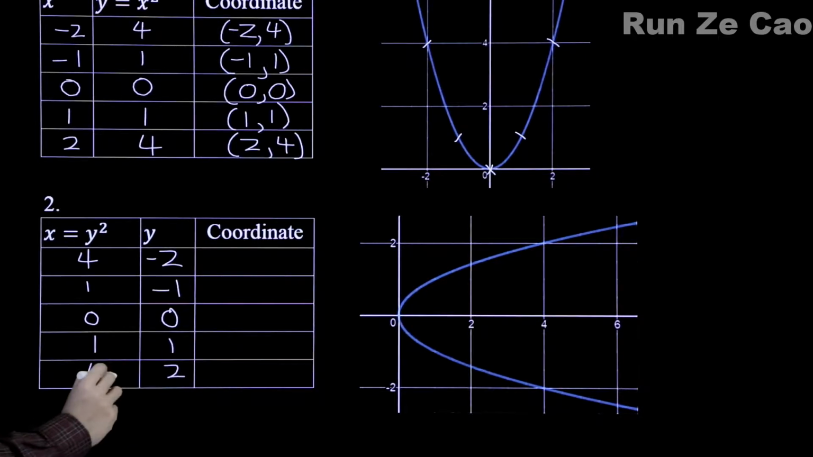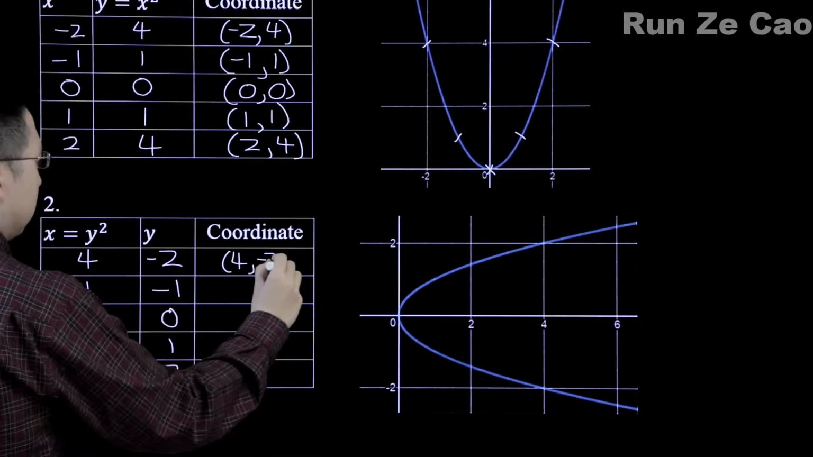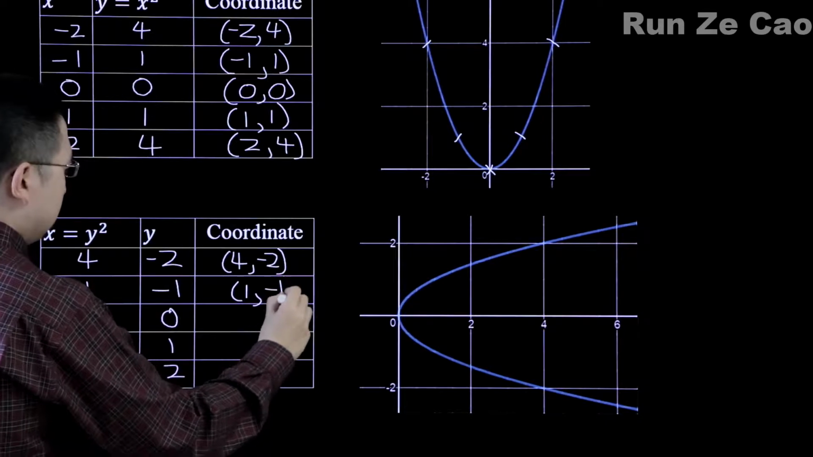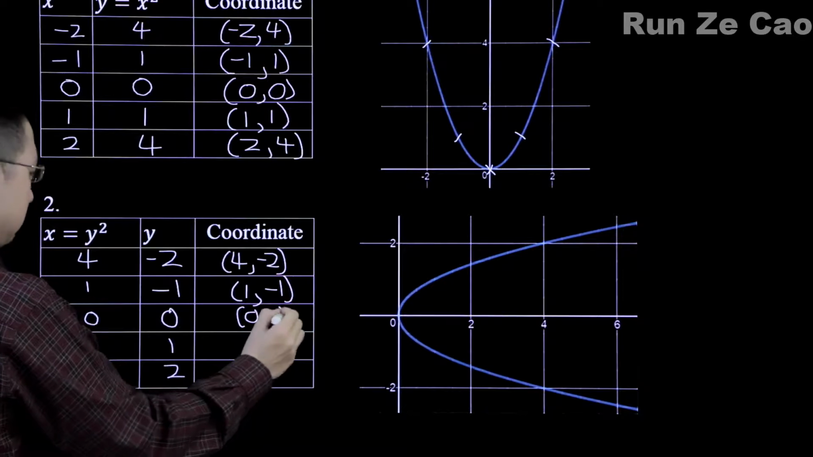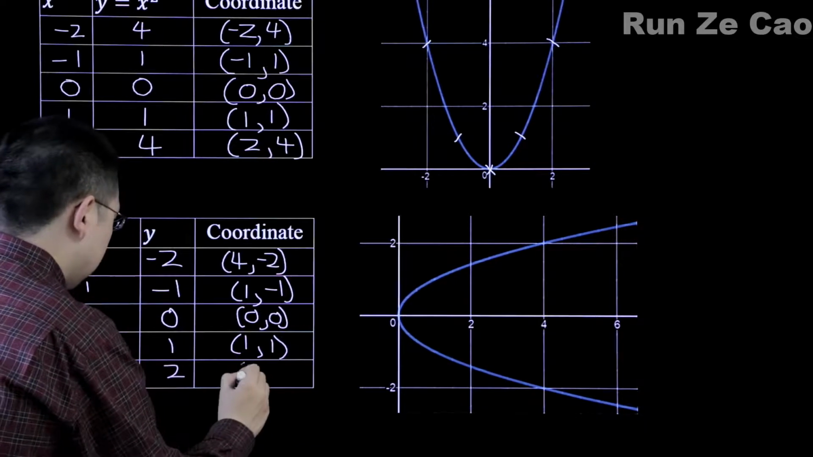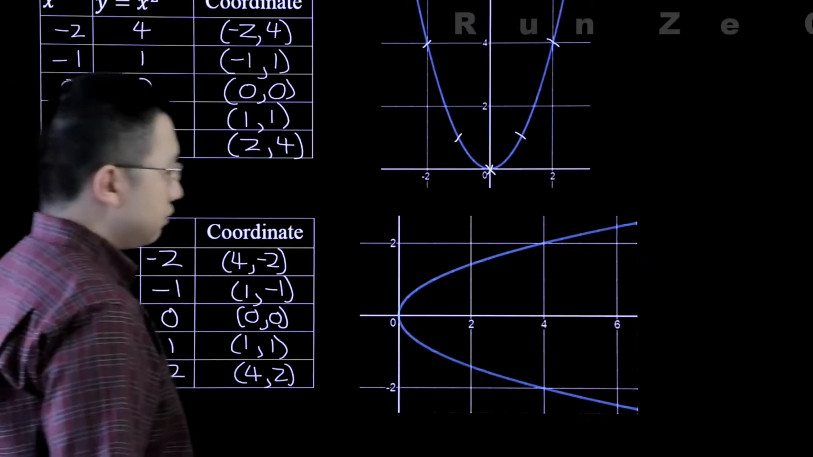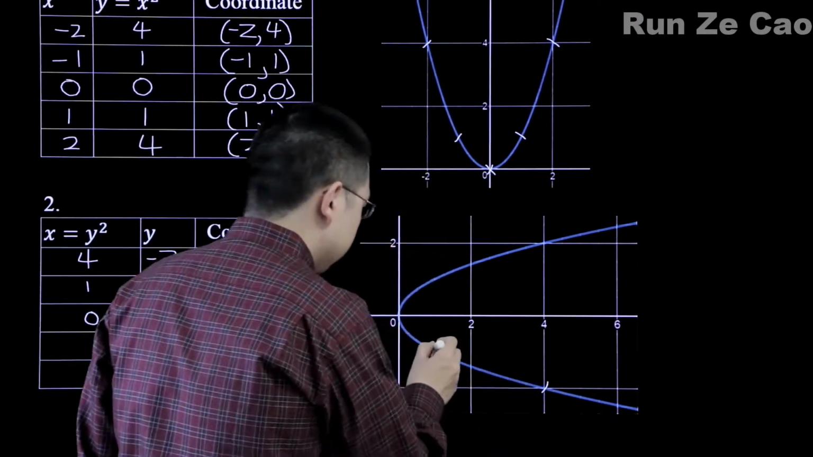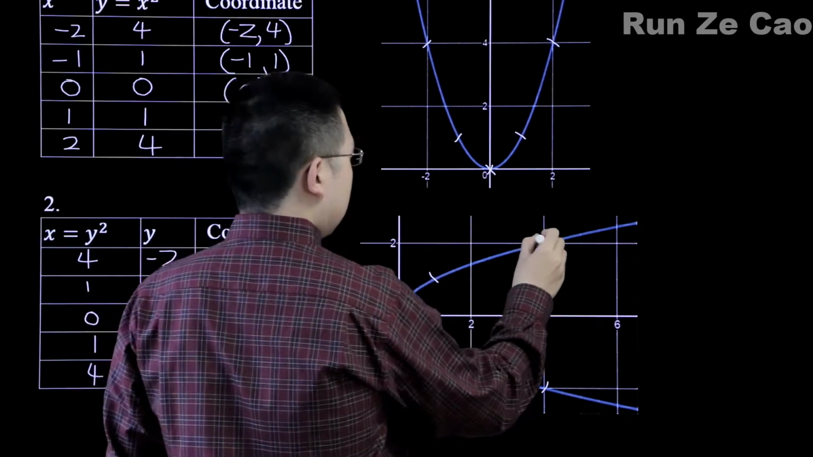So the coordinates here would then be (4, -2), (1, -1), (0, 0), (1, 1), and (4, 2). So on this diagram, these would correspond to here, here, here, here, and here.